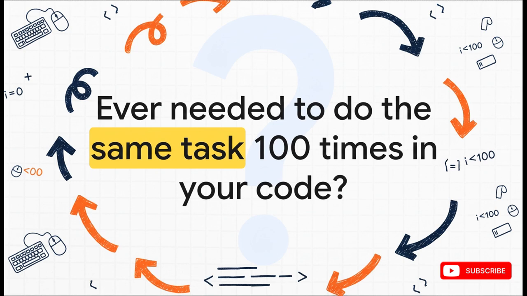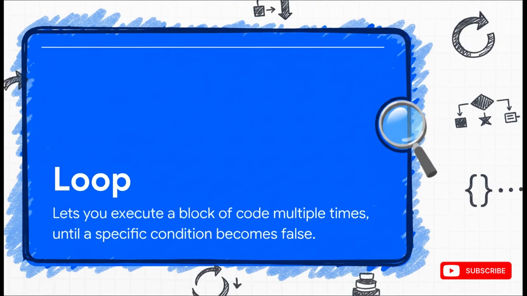So what's the solution? The answer, of course, is the loop. Think of it like your own personal robot, an automation engine built right into the language. It's just a simple structure that tells your program, hey, run this chunk of code again and again and again, so you don't have to. It'll just keep on chugging along until a condition you've set says, okay, that's enough, you can stop now.